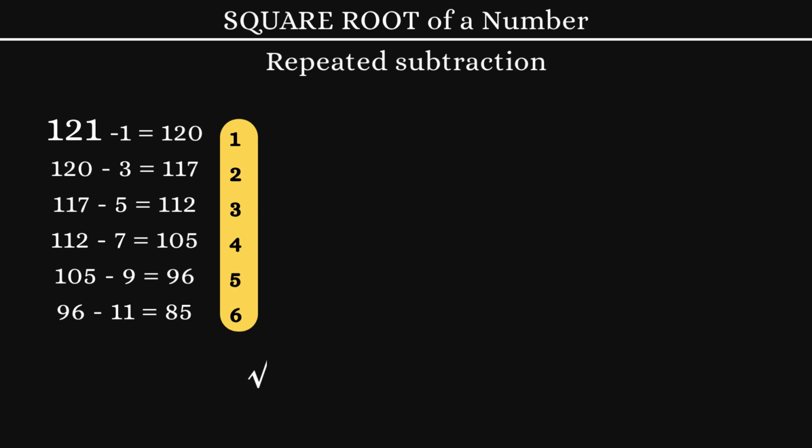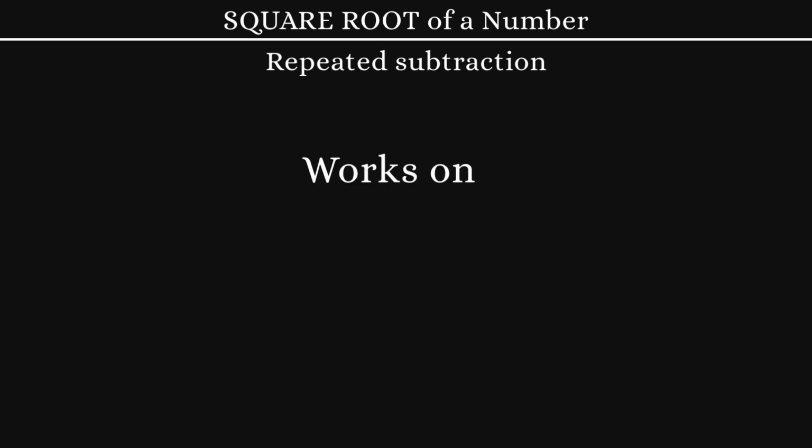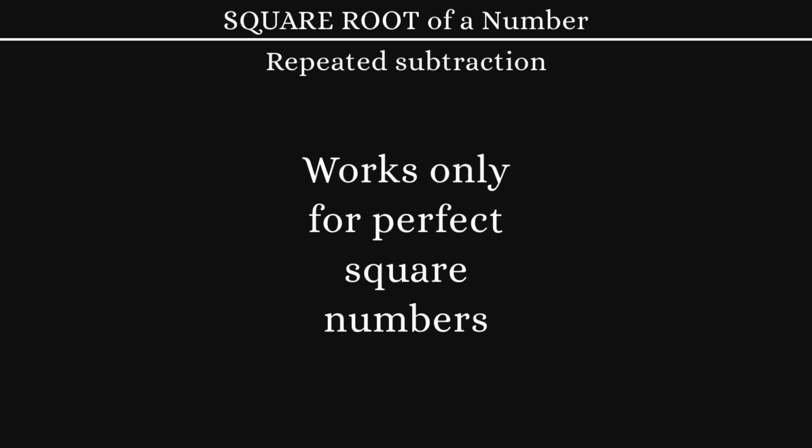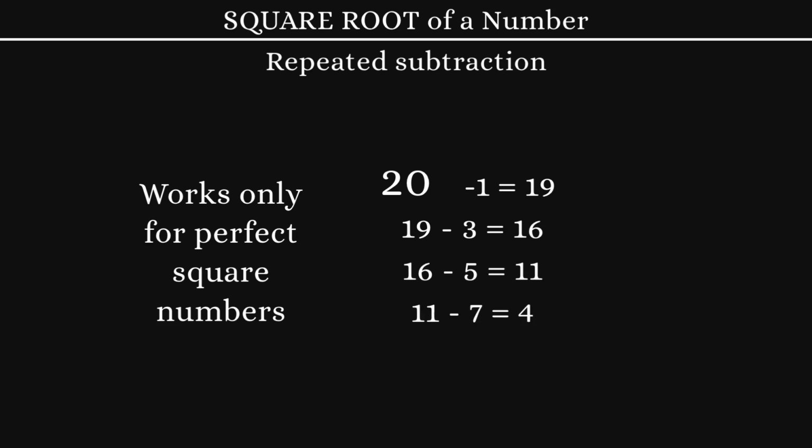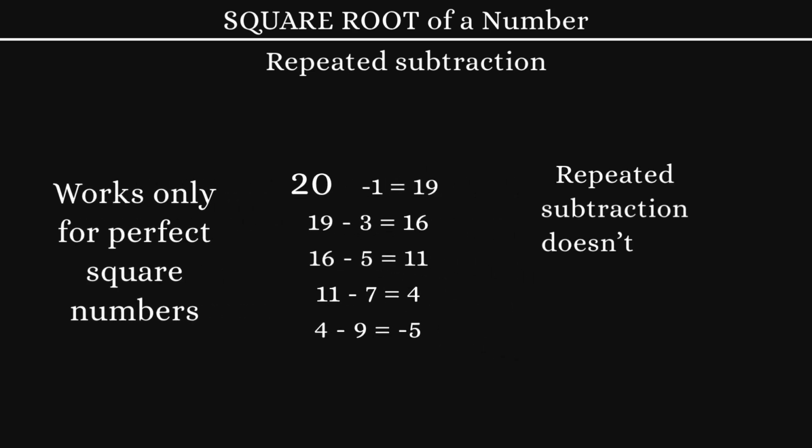An important point to note is that this method works only for perfect square numbers. Let's say we try for 20. 20 minus 1 is 19. 19 minus 3 is 16. 16 minus 5 is 11. 11 minus 7 is 4. And 4 minus 9 becomes minus 5. After this, any subtraction will lead to negative numbers. This means we haven't reached 0. And that shows us that 20 is not a perfect square number.